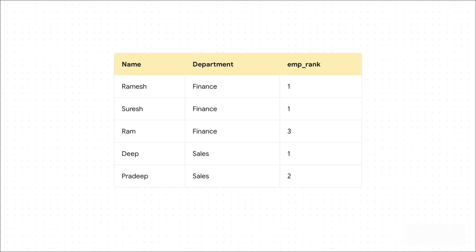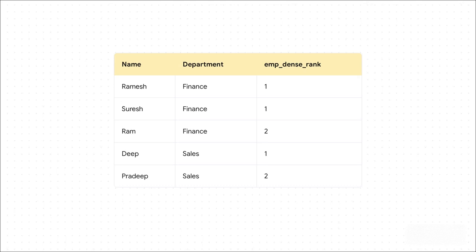So as we'd expect, Ramesh and Suresh are tied for the highest salary in finance, so they both get rank 1. But look at Ram, the next person. His rank is 3. Rank works like a competition. If 2 people tie for first place, the next rank gets skipped. There's no rank 2.